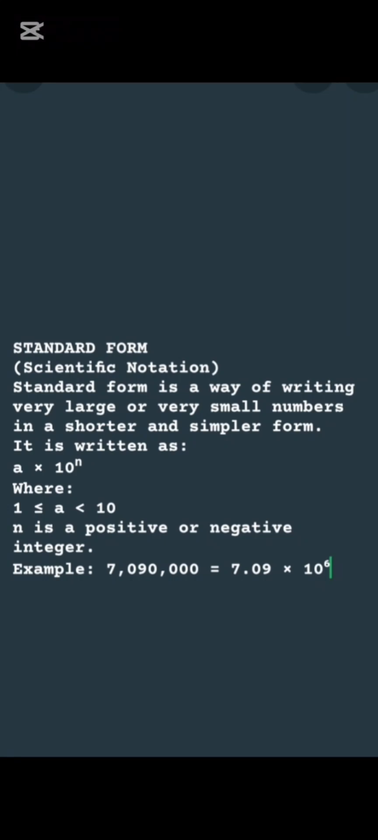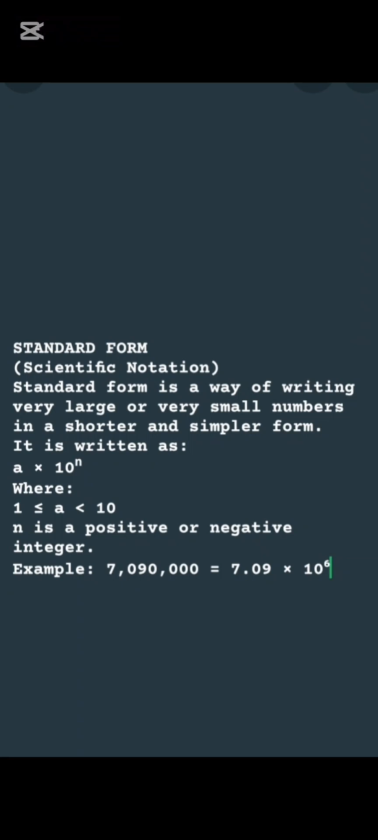Now that A there is a number that is greater than or equal to 1 but less than 10. And n is any positive or negative integer. When we say integers, integers are all numbers, negative or positive.